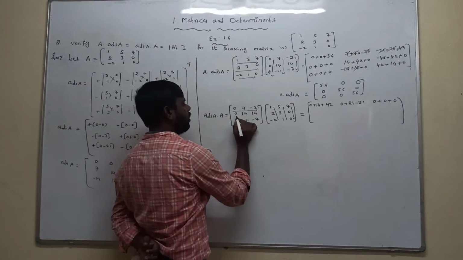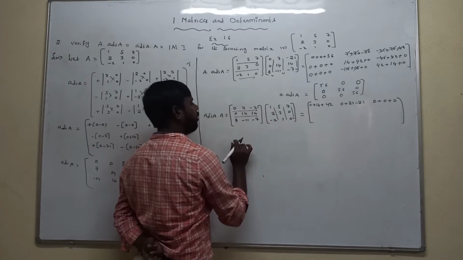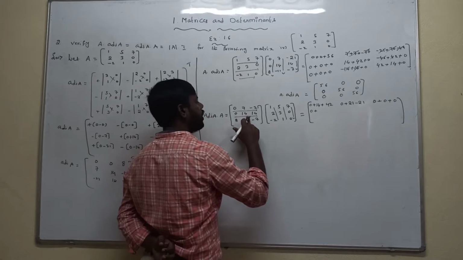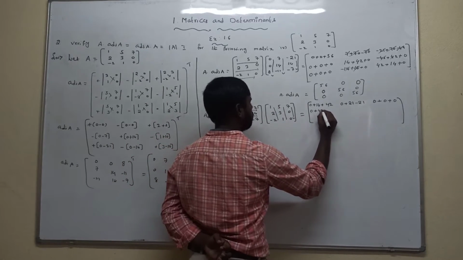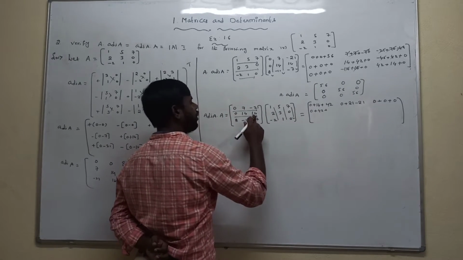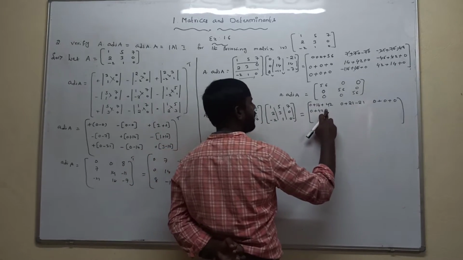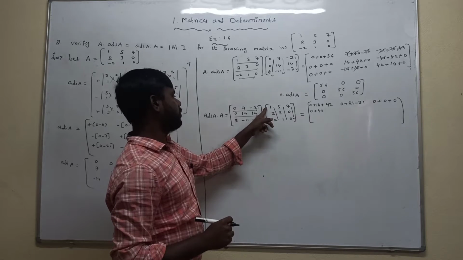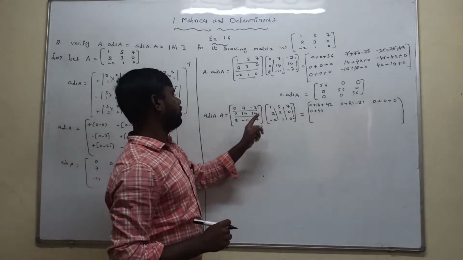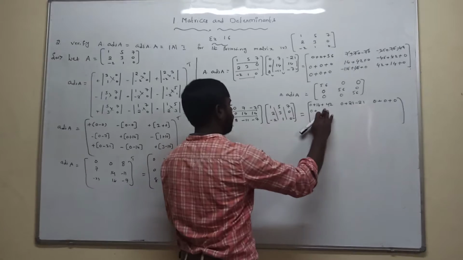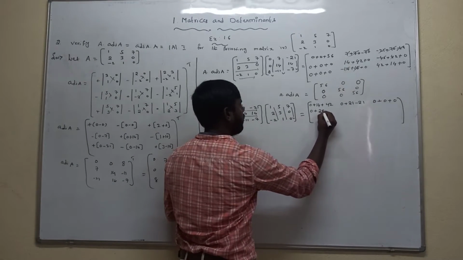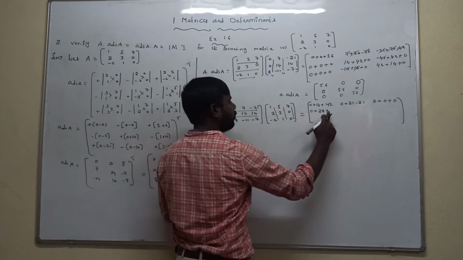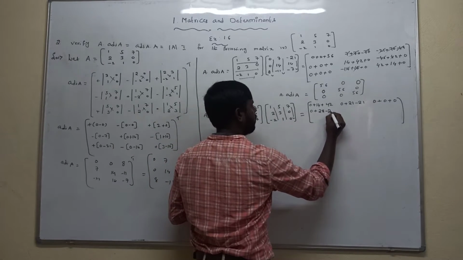Next, product with the second row, first column. 0 into 1, that value is 0, plus 14 into 3, that value is 42, plus 14 into minus 2, that value is minus 28. Observe here, 0 into 1, that value is 0, 14 into 2, that value is 28. Next, plus 14 into minus 2, that is minus 28.